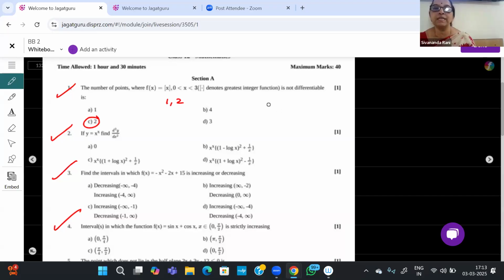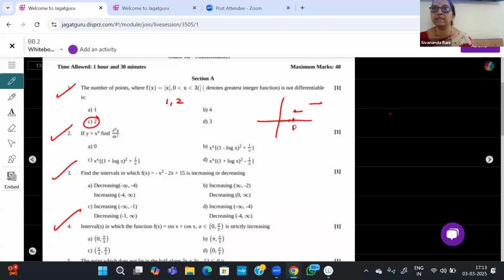Greatest integer function is a step function, right? It is discontinuous at all integers. It will be like this. At all integers, there is a jump discontinuity. LHS limit at 1 will be 0. RHS limit at 1 will be plus 1. So there will be discontinuity at 1, so it wouldn't be differentiable there.